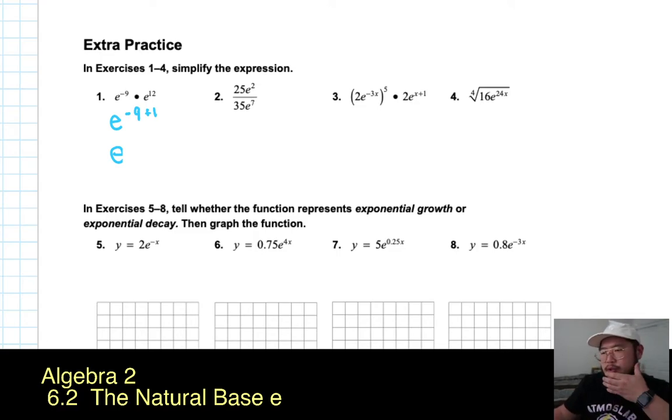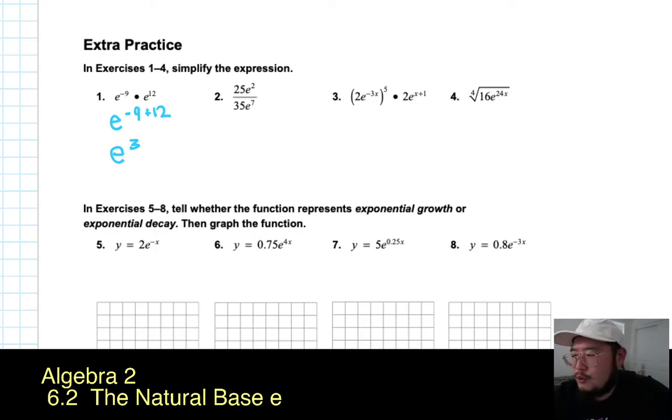So on number 2, we're dividing. And so hopefully remember, when we are dividing exponents, we go ahead and subtract the powers. That 25 over 35 right here, I could simplify just like any old fraction. We could divide top and bottom by 5. And so I'll end up with 5 over 7.